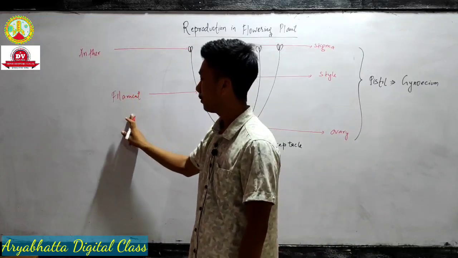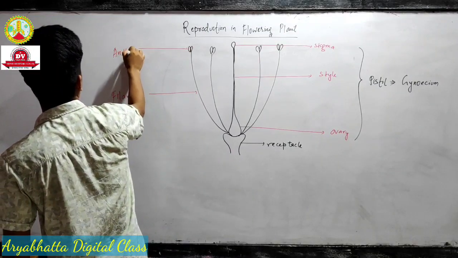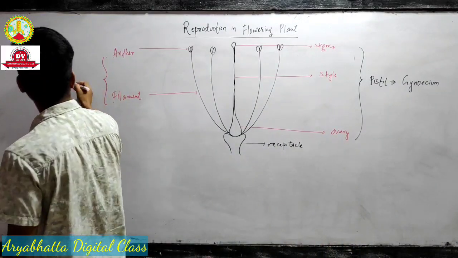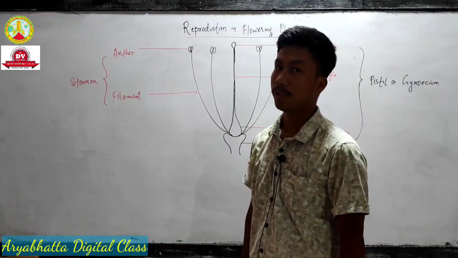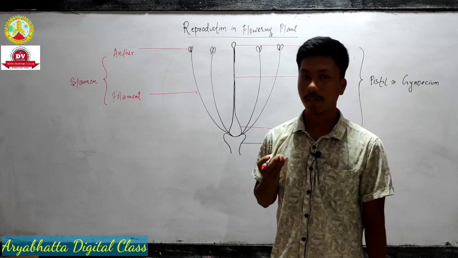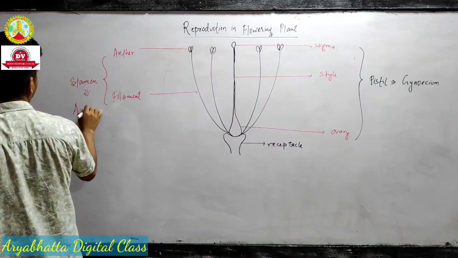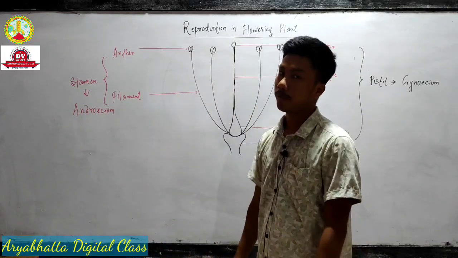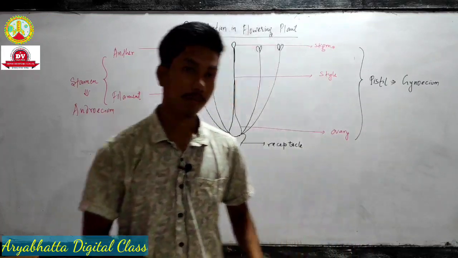Now anther and filament together, we call as a stamen, right? So anther and filament together we call it as a stamen. This is male reproductive structure. The biological term of male reproductive structure we call it as androecium, right? Androecium. So androecium is nothing but a male reproductive structure. It consists of anther and filament, together we call it as a stamen. So this is male.